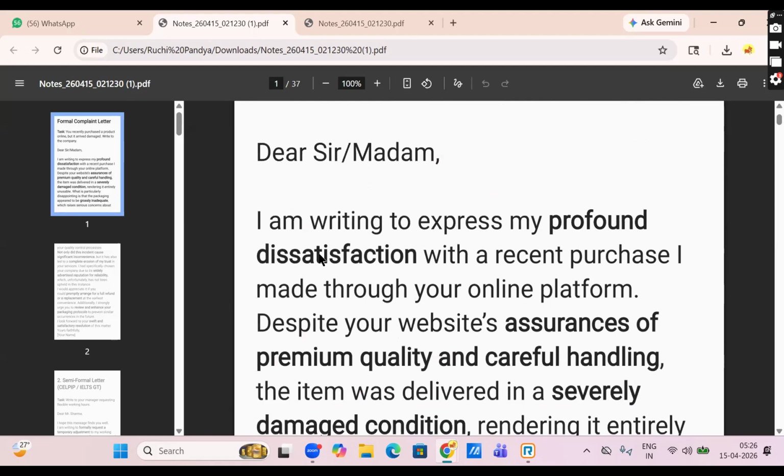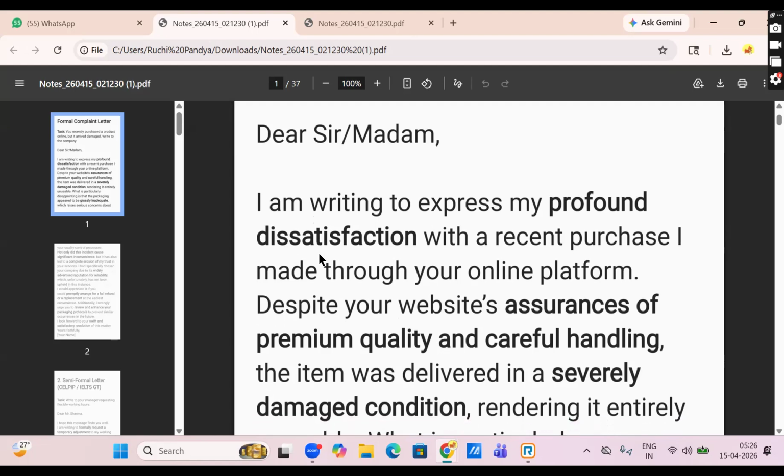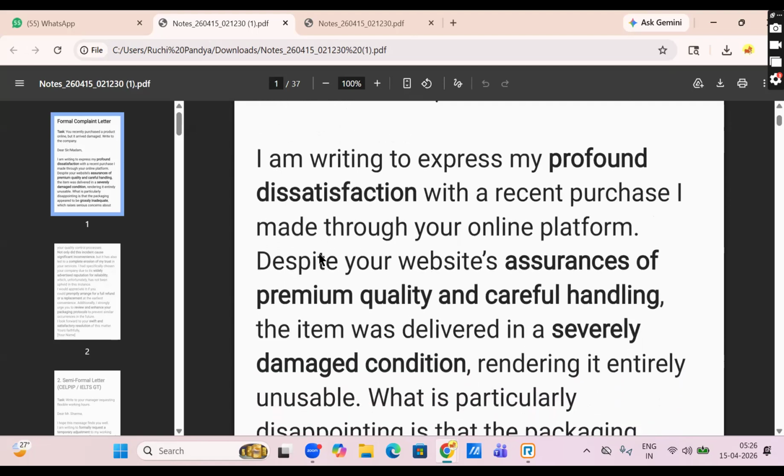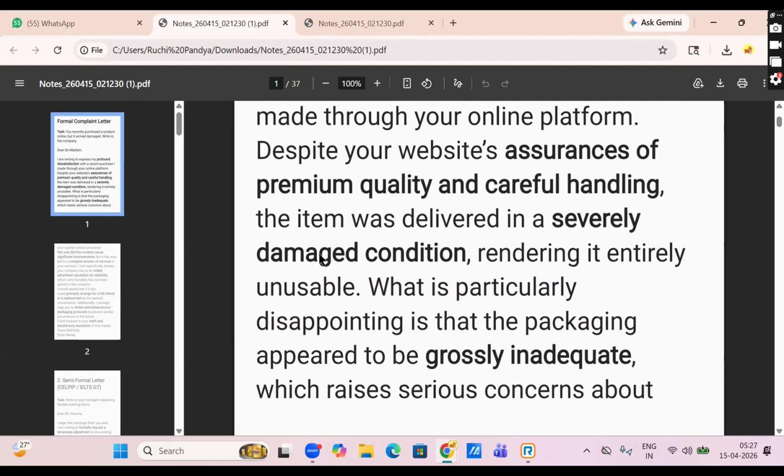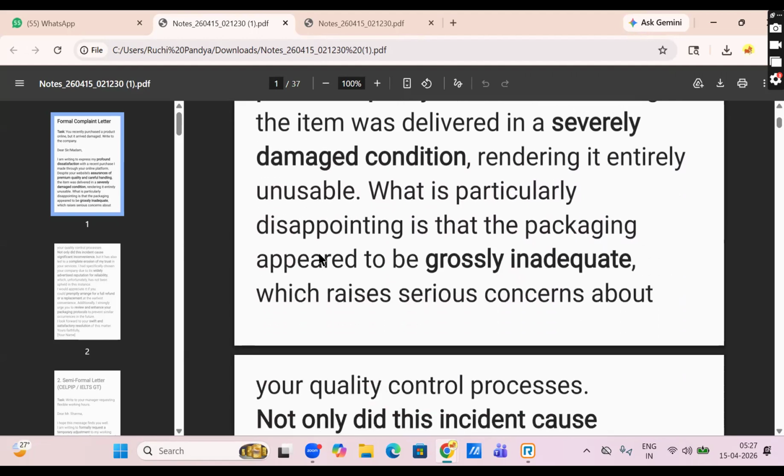Dear Sir, Madam, I am writing to express my profound dissatisfaction with the recent purchase I made through your online platform. Despite your website assurances of premium quality and careful handling, the item was delivered in the severely damaged condition, rendering it entirely unusable. What is particularly disappointing is that the packaging appeared to be grossly inadequate, which raises serious concern about your quality control processes.